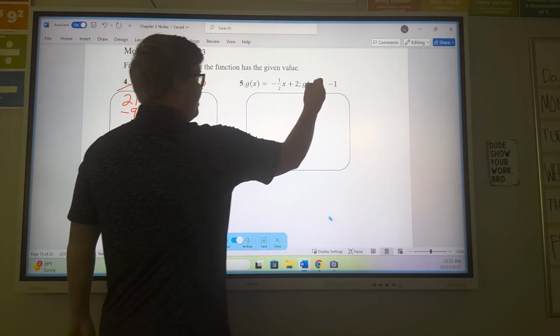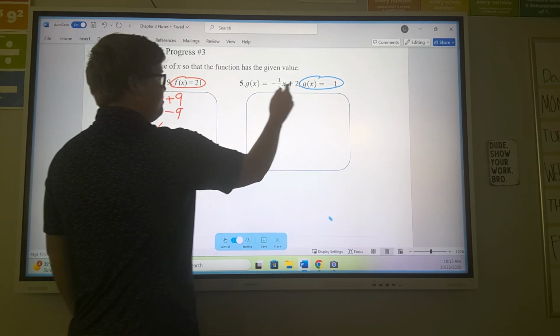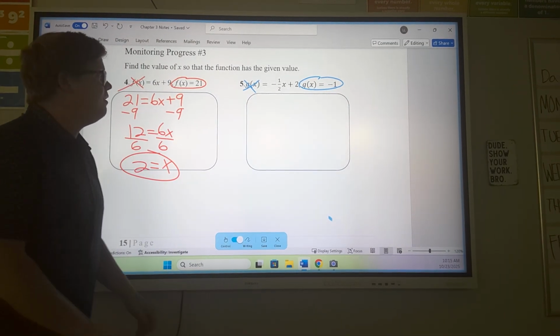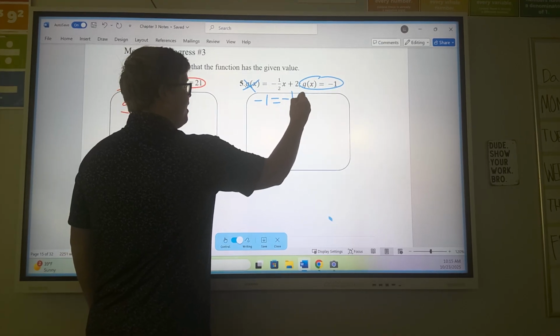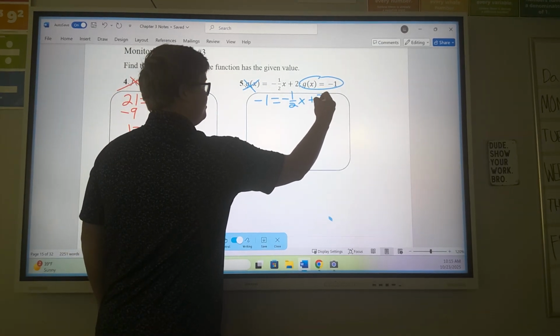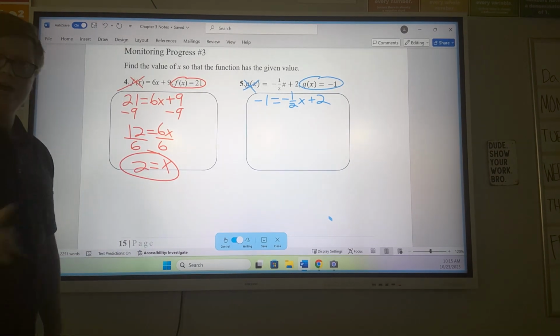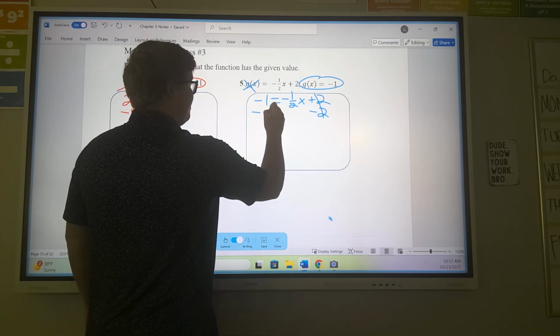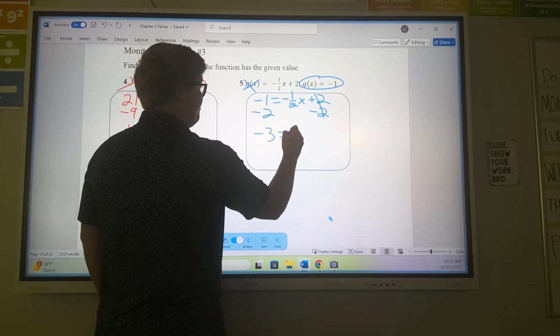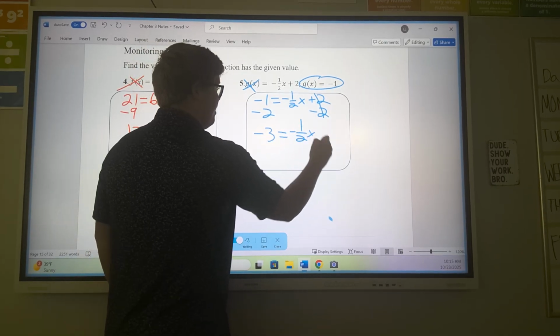We are putting negative 1 in g of x's place, so we take g of x out and put negative 1 in. So negative 1 equals negative 1/2 x plus 2. First thing we have to do is subtract our 2. That gives us negative 3 equals negative 1/2 x.